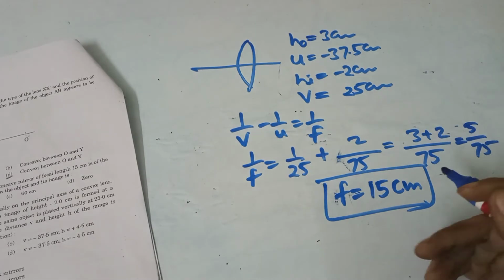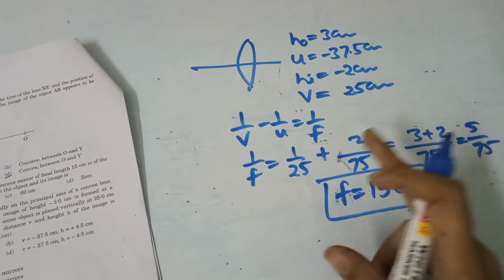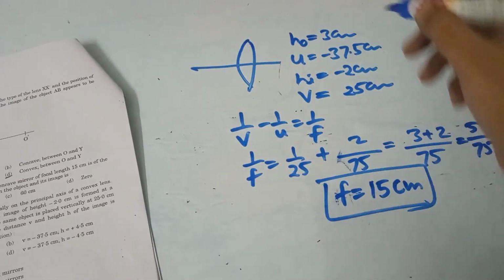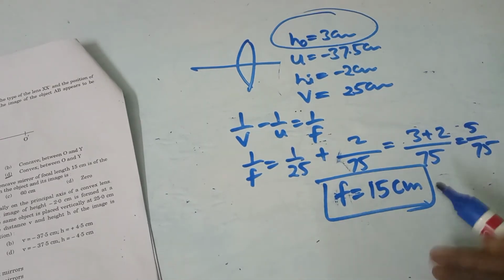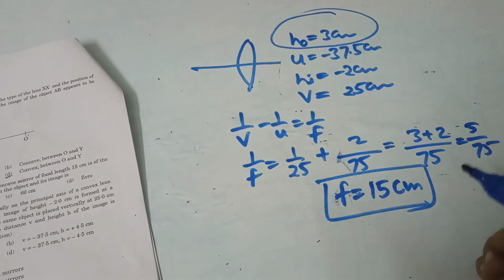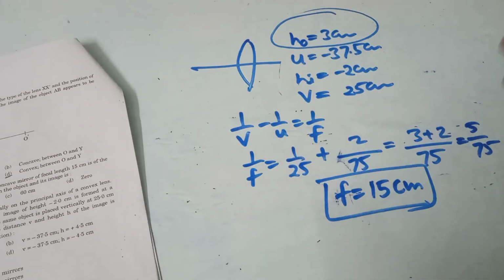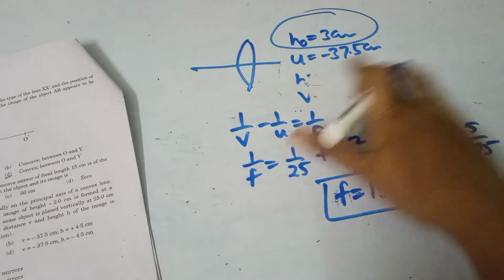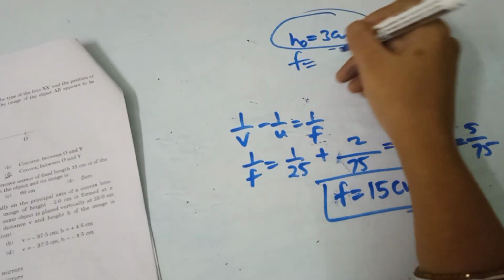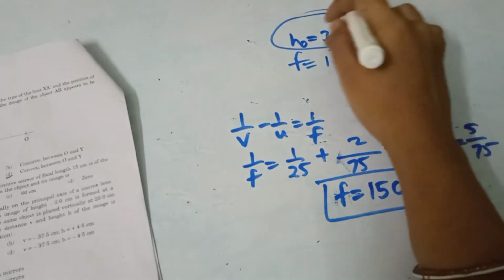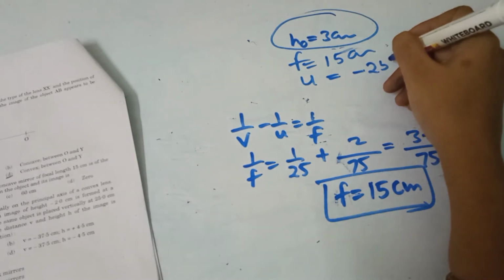Now in the second situation, they use the same lens and the same object. Same object means the height of the object is the same. Now in this situation, they want us to calculate the image distance and the height of the image. So HO is the same. Focal length we have calculated, so we can write it here 1 by 15 centimeter. They now place the object at minus 25 centimeter.